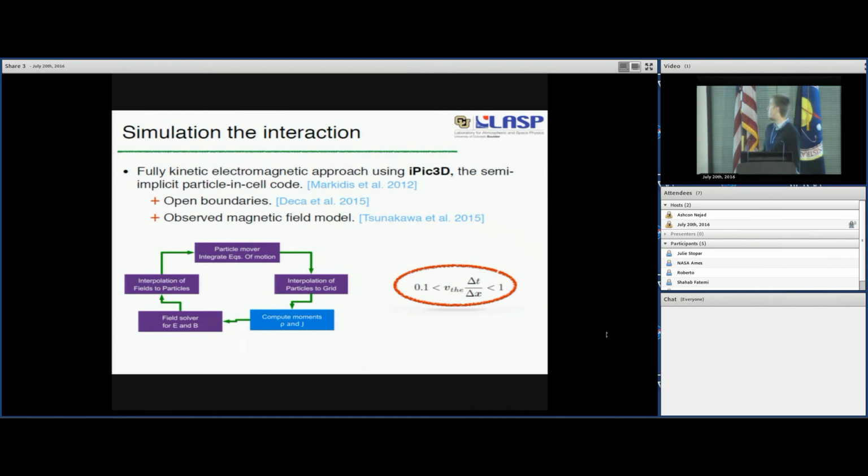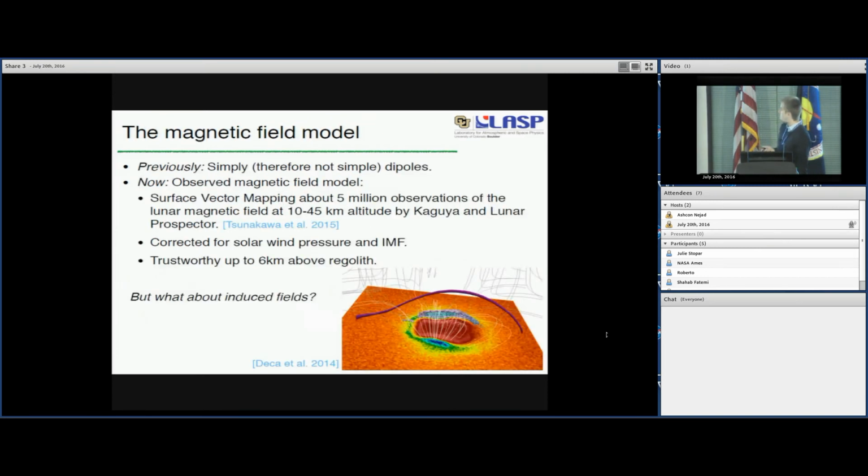The tool I'm using is iPic3D. It has nothing to do with Stefano Markidis's affection for Apple products, but simply stands for implicit particle-in-cell. Added to that are open boundaries, allowing for a flowing plasma, and the observed magnetic field model developed by Tsunakawa et al. So what is this thing? This model, basically these guys took the 5 million observations from Kaguya and Lunar Prospector and did some horrible algebra on it, which they gave a very nice name called surface vector mapping.